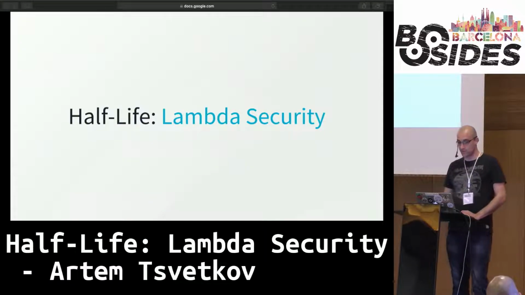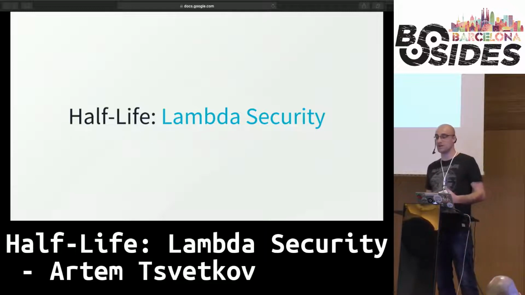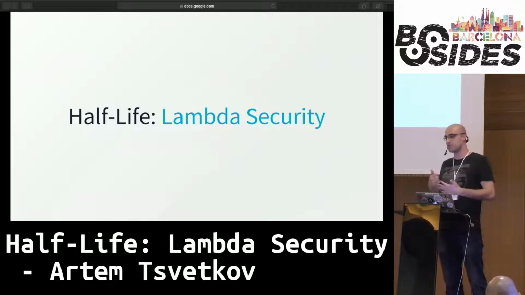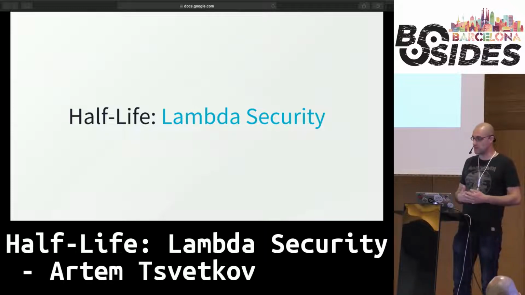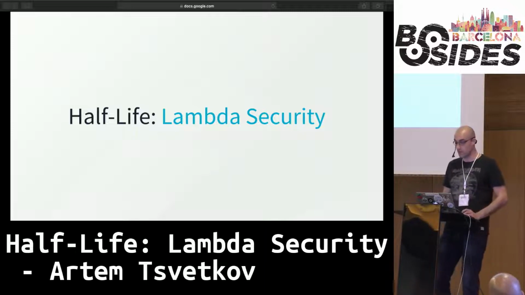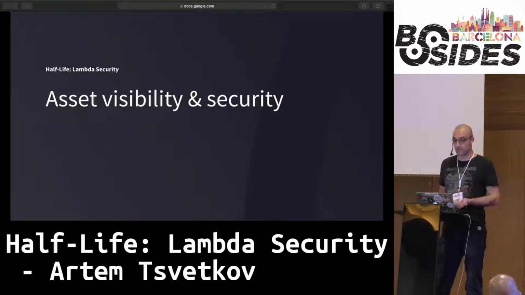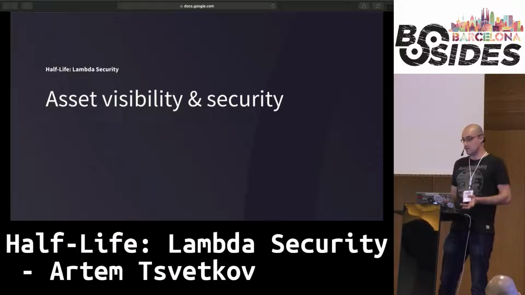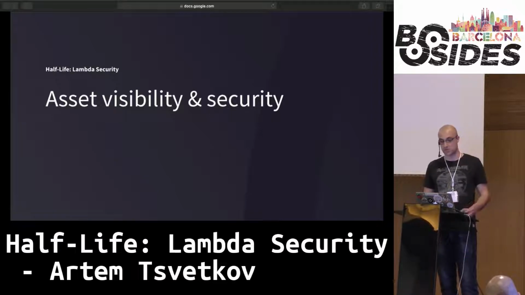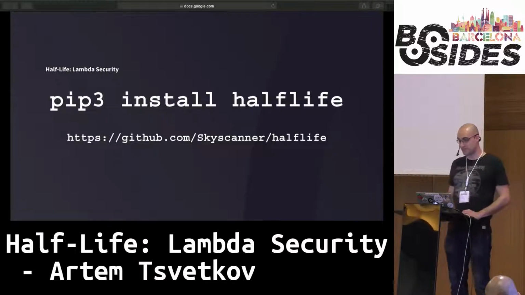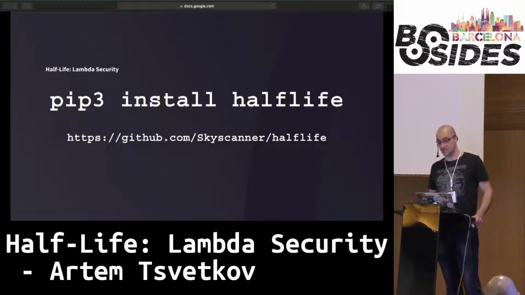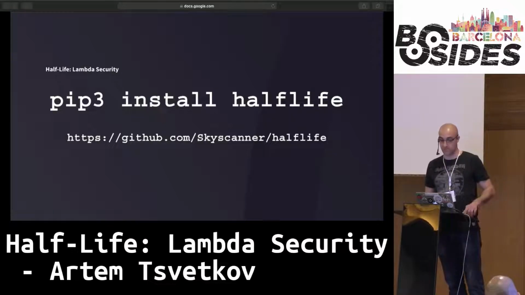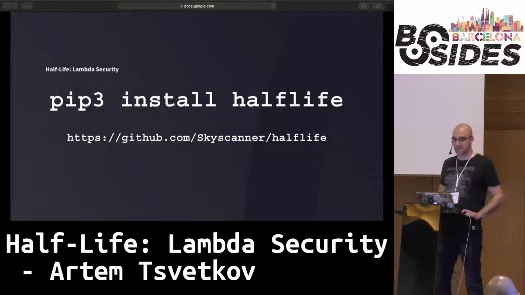And so when we were looking at this at Skyscanner, we had serverless architectures running in production. And we said, okay, well, we want to see what's going on inside. We want to see what we have, and maybe do a security audit and see how we really have it set up. And so Half-Life is basically this Lambda auditing tool that's made to create asset visibility and security and help you improve security with actionable results. It has been released to public, has been open sourced just yesterday. And you can install it through pip, or you can download source code at GitHub. So check it out, and PRs are welcome, and so on.